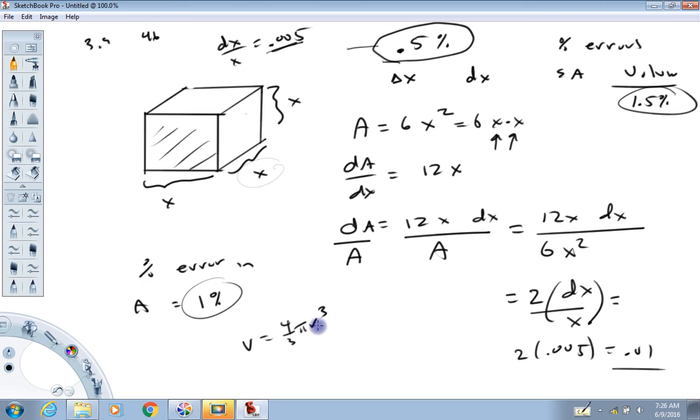x cubed. All right, that's x times x times x. The more times the error is used, the larger the resulting error is in the calculation. So there's error in this x, error in this x, error in this x. So the error in x is being multiplied 3 times, whereas in the area calculation it's only multiplied once. So that's why we have a larger potential error in the volume than in the surface area. So anyway, I hope this video helps demonstrate how to use differentials to estimate error. Have a great day.